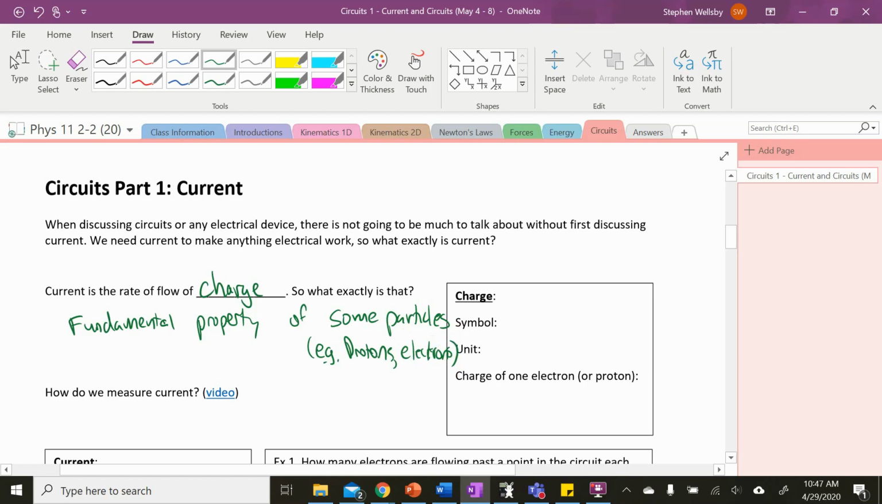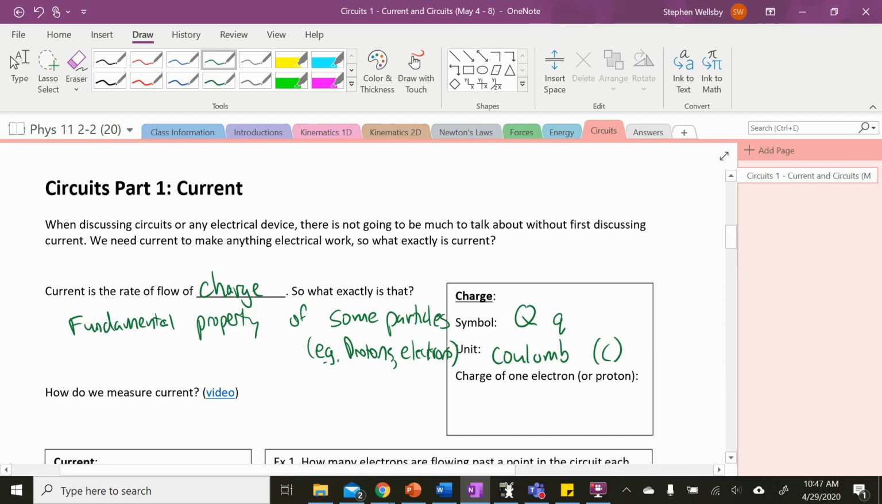The symbol for charge, when we're using it in a formula, is sometimes capital Q, sometimes lower case q. Both of those are the symbol that we use for charge in an equation. There's not really a hard and fast rule for that one. The unit is called the coulomb, and the symbol for that is capital C.